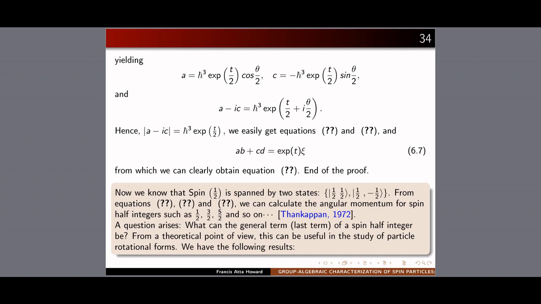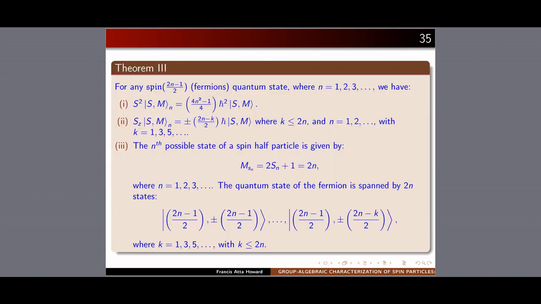From a theoretical point of view, this can be useful for the study of particle rotational forms, because I'm always interested in the rotational form of the particle. So these are the results that we obtain. For any spin (2n minus 1) over 2, that's a fermion quantum state, where n is 1, 2, 3 to infinity, we have the following.